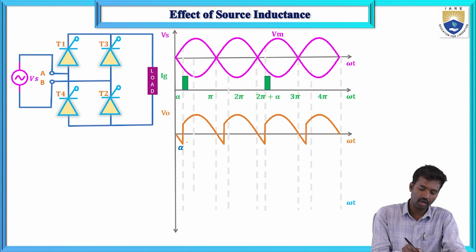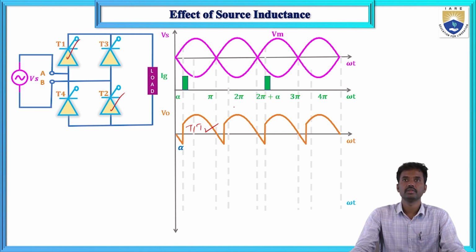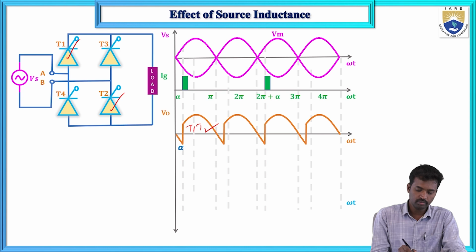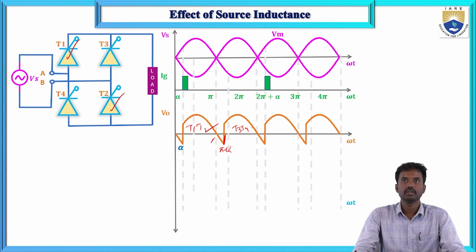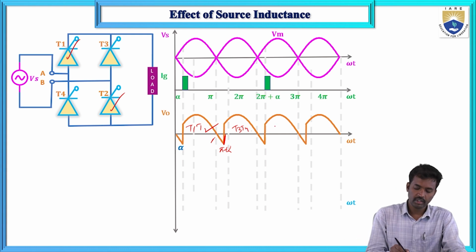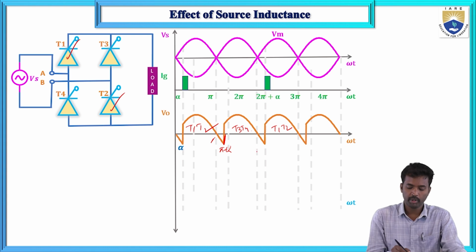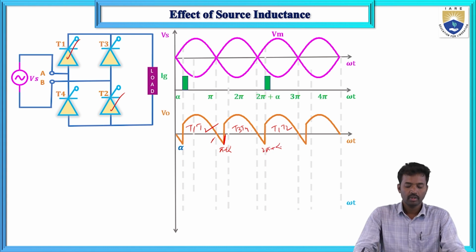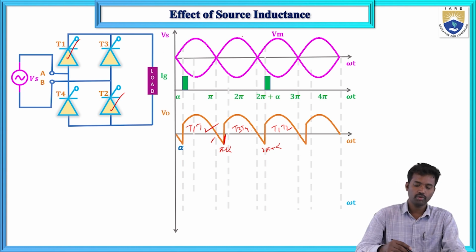First, at alpha, T1 and T2 will conduct, from alpha to pi plus alpha. And next, from pi plus alpha, T3 and T4 will conduct. T3 and T4 will conduct, and next T1 and T2 will conduct at pi plus alpha. So this is the case for the average output voltage of the full bridge inverter.